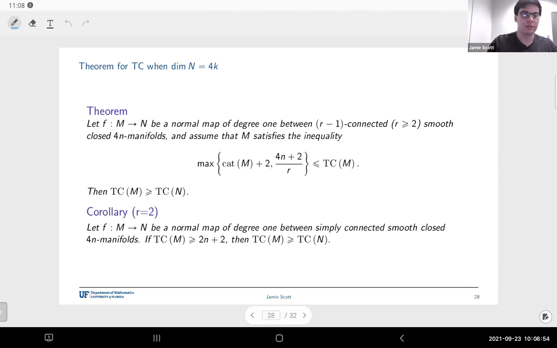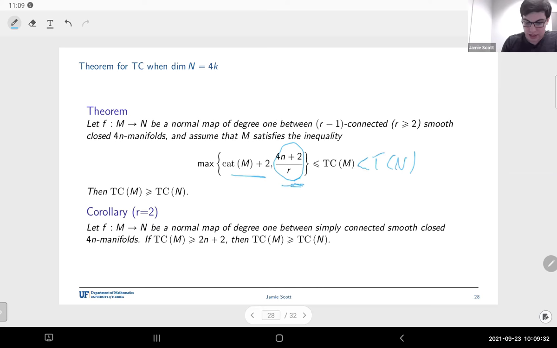And we assume that M satisfies this inequality right here. So we have the category of M plus 2, and then we have this (4n plus 2) over r. This inequality right here, in the proof, we will retrieve the inequality for N because we'll assume by contradiction that TC of N is bigger than TC of M. And so then we retrieve the previous inequality and apply the previous lemma when we get to that point. This inequality also stems from needing to take connected sums, and so does this cat of M plus two.